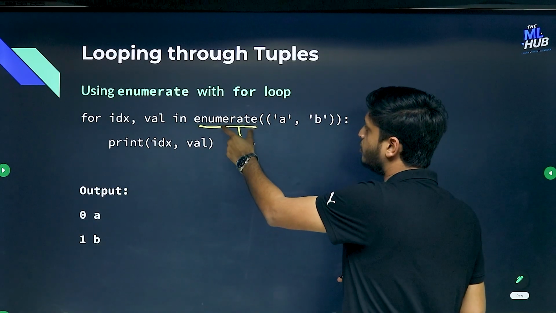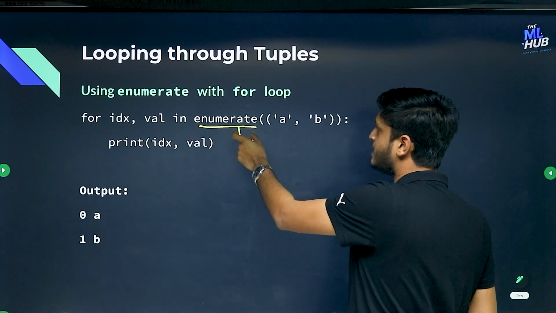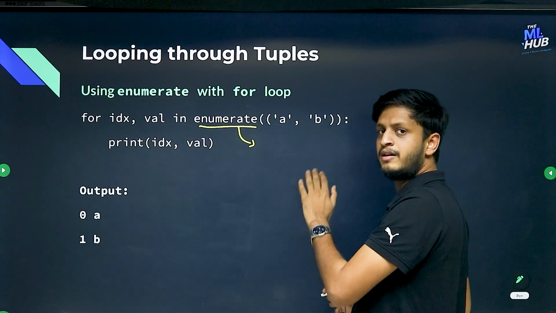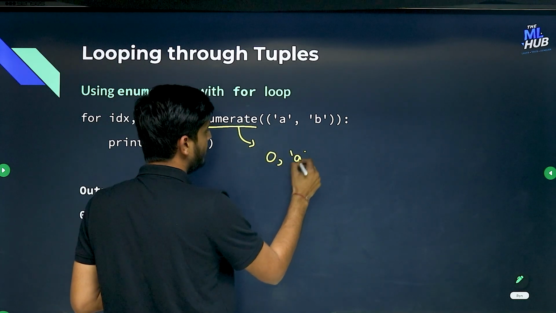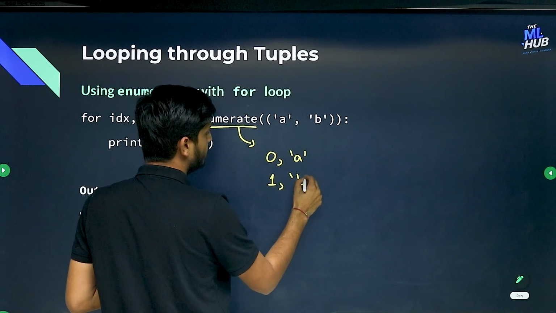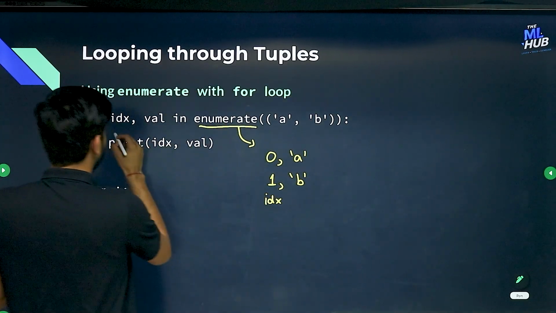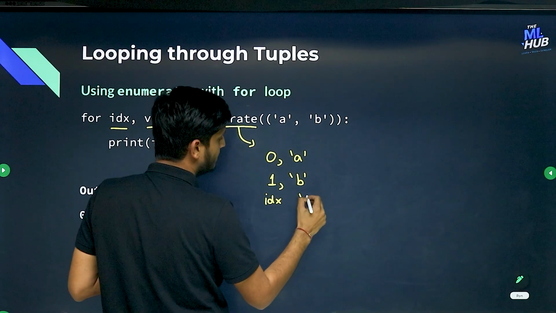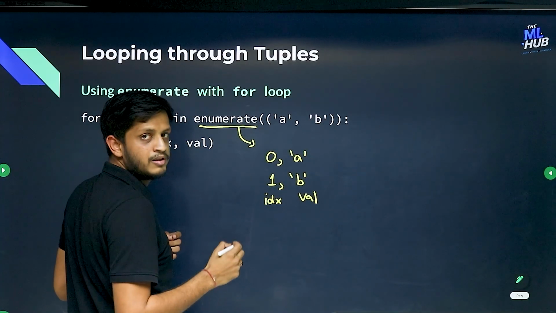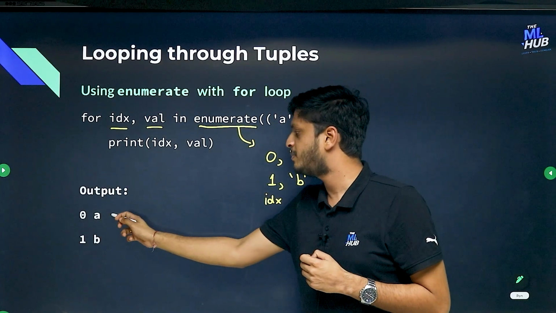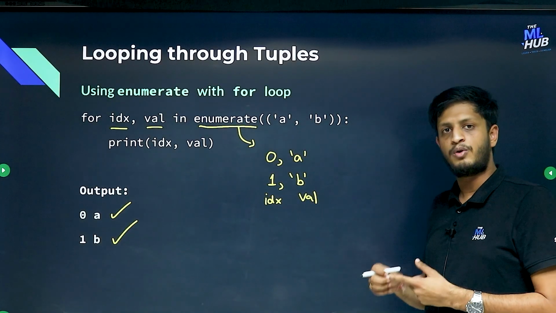For now, what do we know? The enumerate function gives a pair of index comma value. So if you pass any iterable inside the enumerate function, it will give all its values one by one, but along with the values it will give the index as well. So you will see index 0 and element a, then index 1 and element b. And you can take them in two variables. Let's say I am taking the index in the variable idx, and the value in the variable val. So idx will take value 0 and val will take the string a, and then idx will take value 1 and val will take the string b. So when you print them, 0 a and 1 b will be printed.